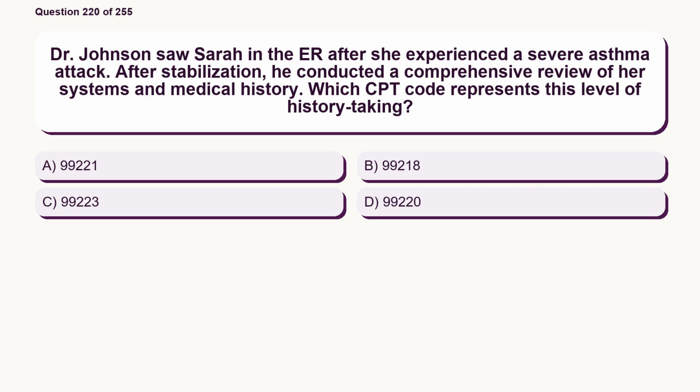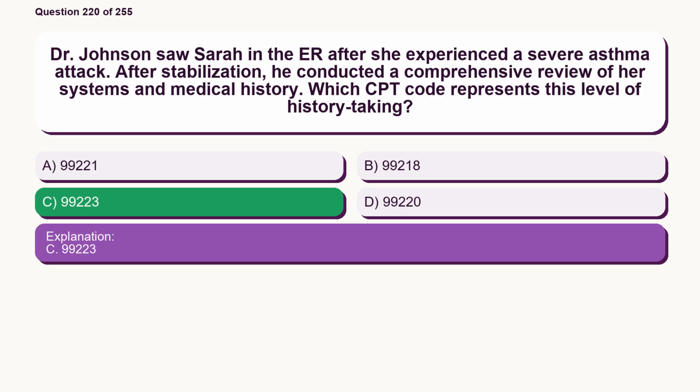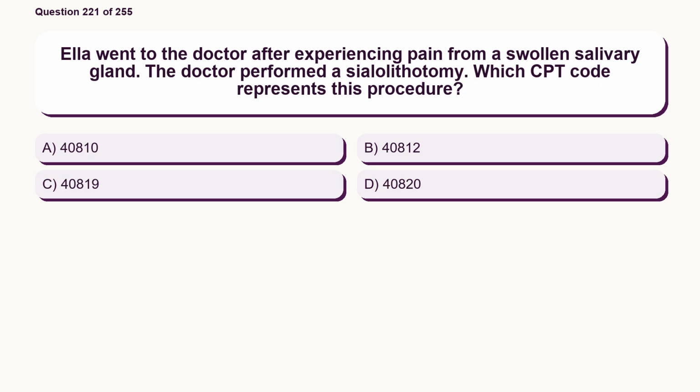Dr. Johnson saw Sarah in the ER after she experienced a severe asthma attack. After stabilization, he conducted a comprehensive review of her systems and medical history. Which CPT code represents this level of history taking? Option A, 99,221. Option B, 99,218. Option C, 99,223. Option D, 99,220. The correct answer is option C, 99,223. Question 221.